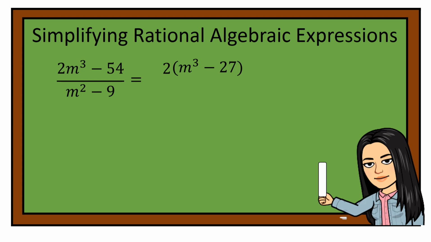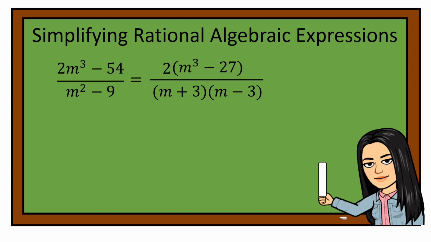So our quotient is m cubed minus 27 over, the denominator are both perfect squares. So m squared and 9 are both perfect squares. So therefore, we can apply factoring the difference of two squares. So we have here m plus 3 times the quantity m minus 3 as the factors of the denominator. Next, can we cancel out the terms in the numerator and denominator? So not yet. Kasi wala pa naman silang common factors.